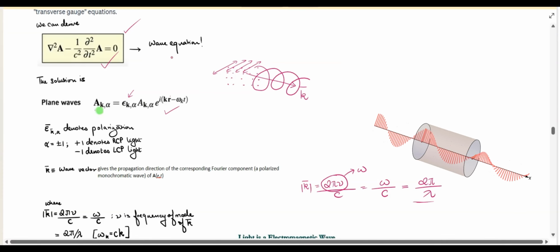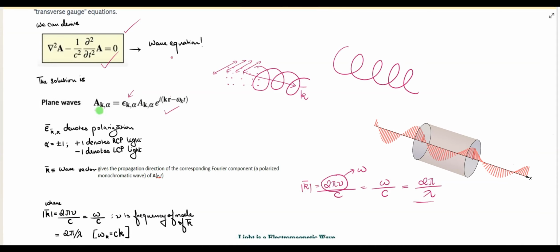Alpha equal to minus 1 denotes the left circularly polarized light, that is, the vectors, while propagating, are moving in this direction.